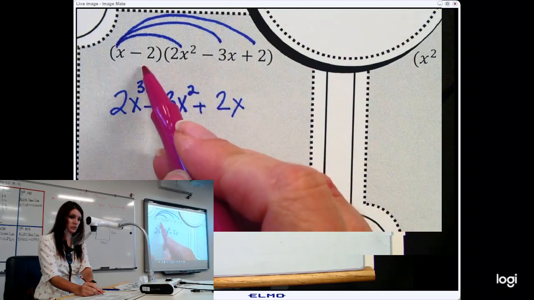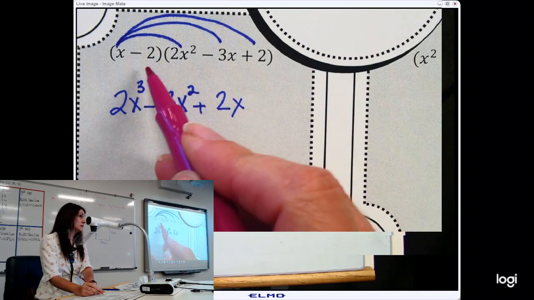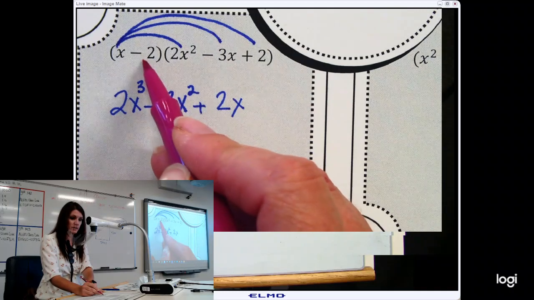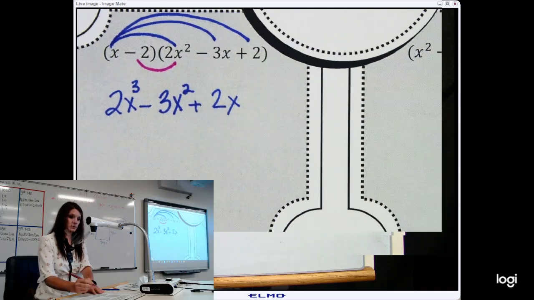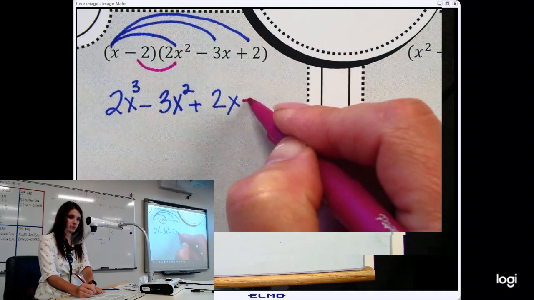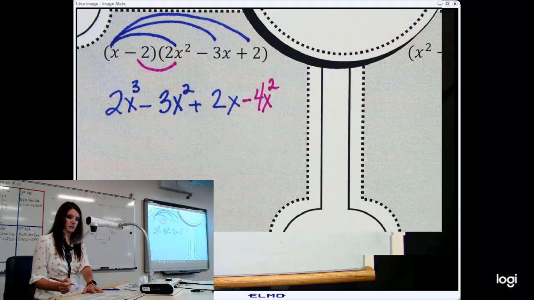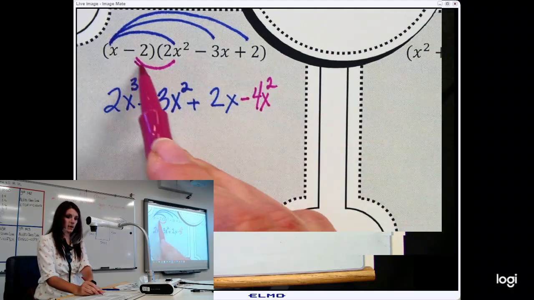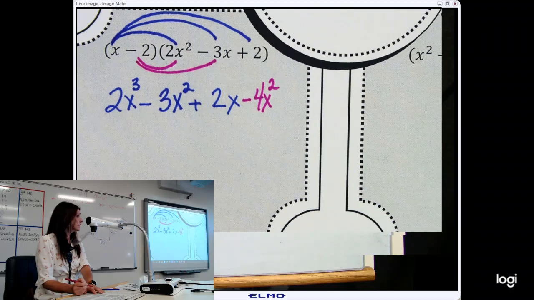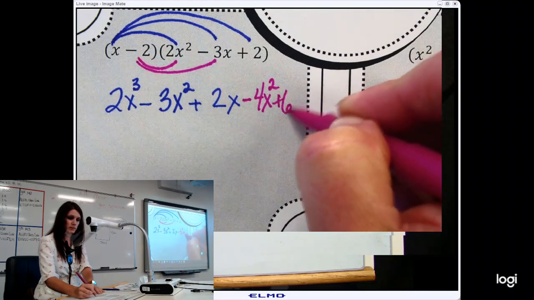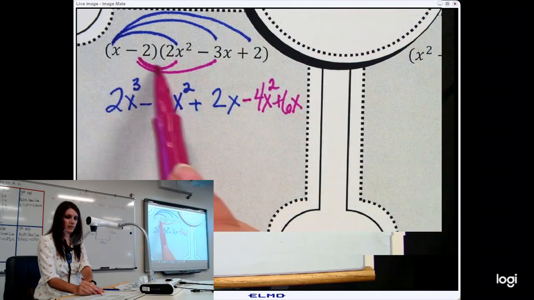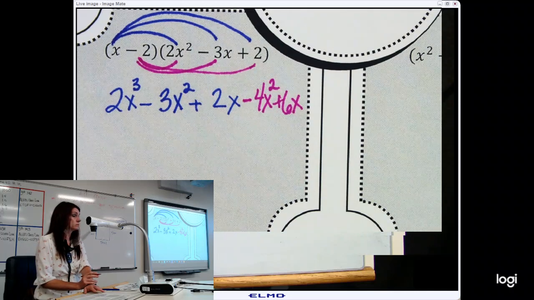Now I'm going to move to this 2. But what kind of 2 is it? Negative. So don't forget to multiply by negative. So it's a negative 2 times 2x squared. 2 times 2, negative 4x squared. Should have written smaller. Negative 2 times a negative 3x. Ooh, negative times a negative. Yeah, there we go. Plus 6x. And now I have negative 2 times a positive 2.